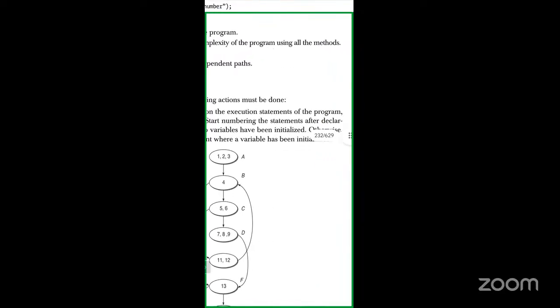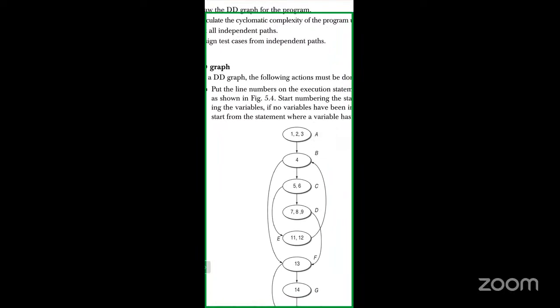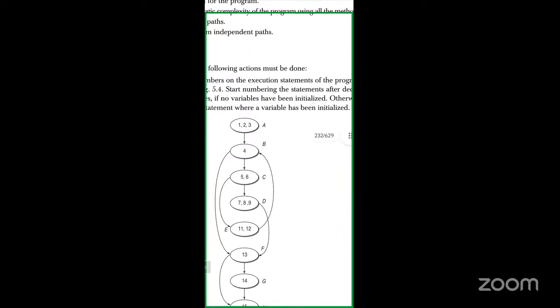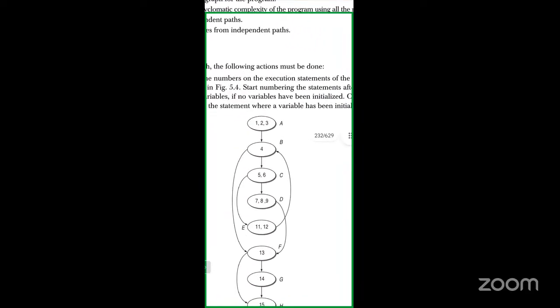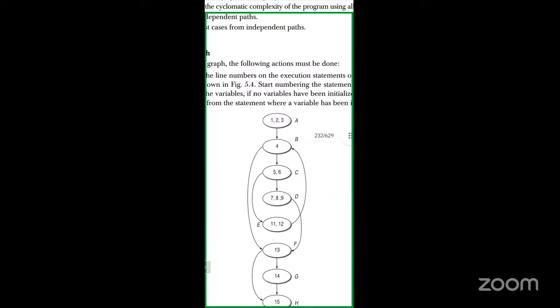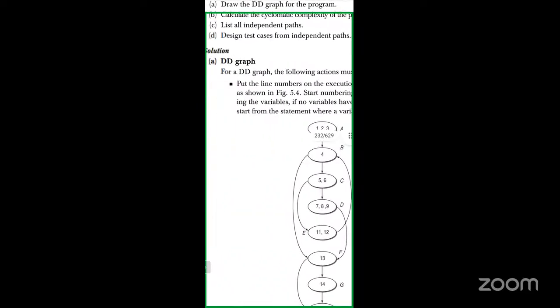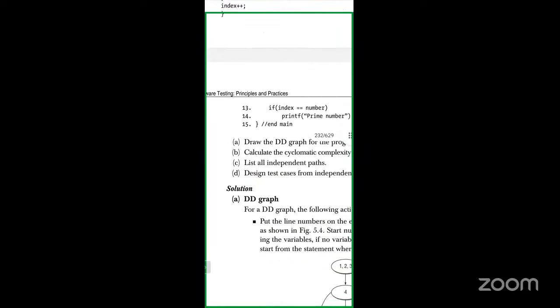Then start numbering the statements after declaring the variables. So if no variables have been declared, that is if no variables have been initialized, we have to give the numbering from the statements after declaration. Otherwise, if they are declared, start from the statement where the variable has been initialized. So in this case, we are having numbers from 1 to n, that is 1 to 15. So we have declared the variables, we have given the numberings, and if we are also not having any declarations, in that case also we are having the numberings.